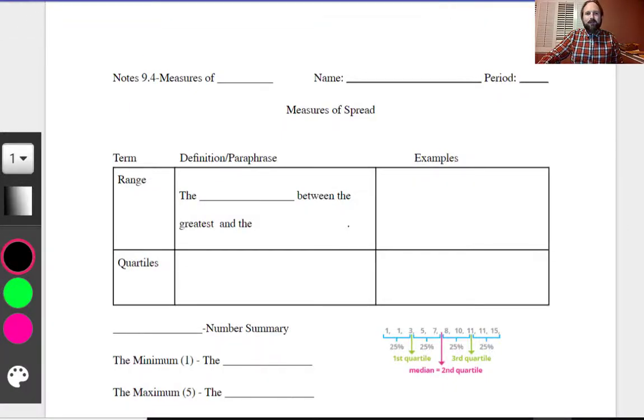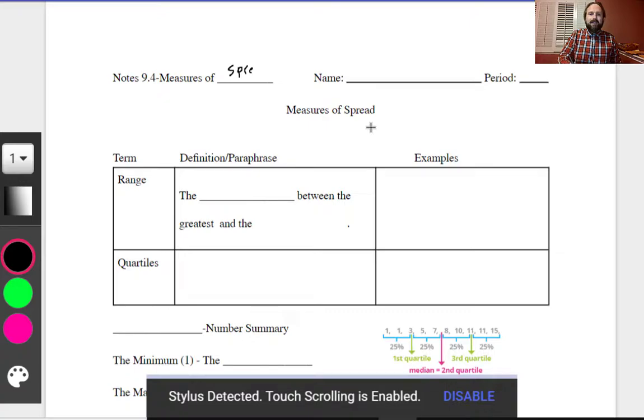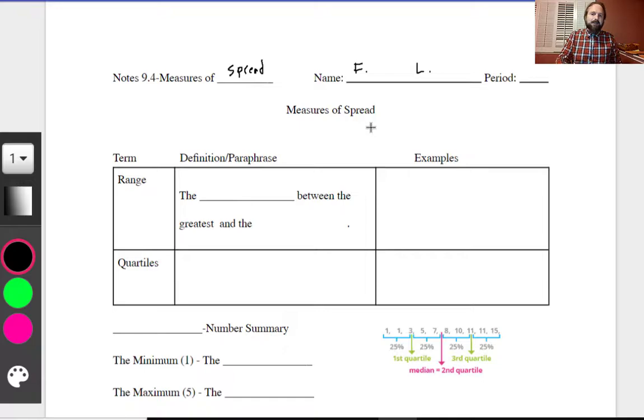Welcome to Integrated Math 1, and we're going to be talking about 9.4 measures of spread. Make sure that you complete this title. You put your first name, last name, and your period number up at the top.